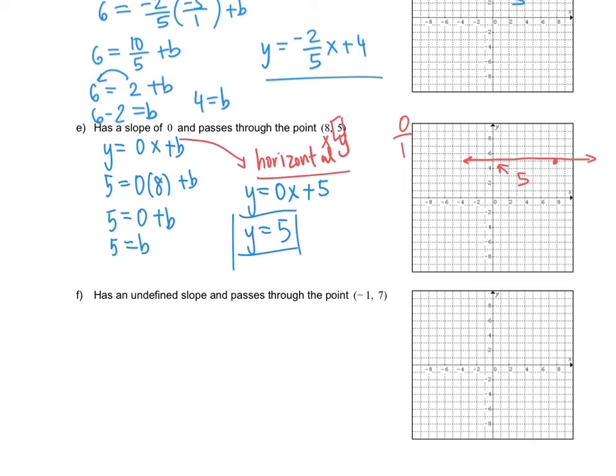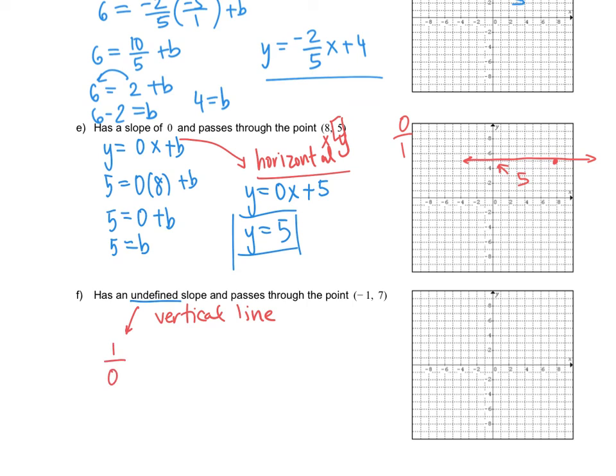Now for the final one, we have an undefined slope. Well, undefined, I can't use y equals mx plus b because I can't write y equals undefined x. Makes no sense. So here we really have to remember undefined means a vertical line. But even if you don't, undefined means you're dividing by 0, which we're not allowed. So the slope would be something like 1 over 0.